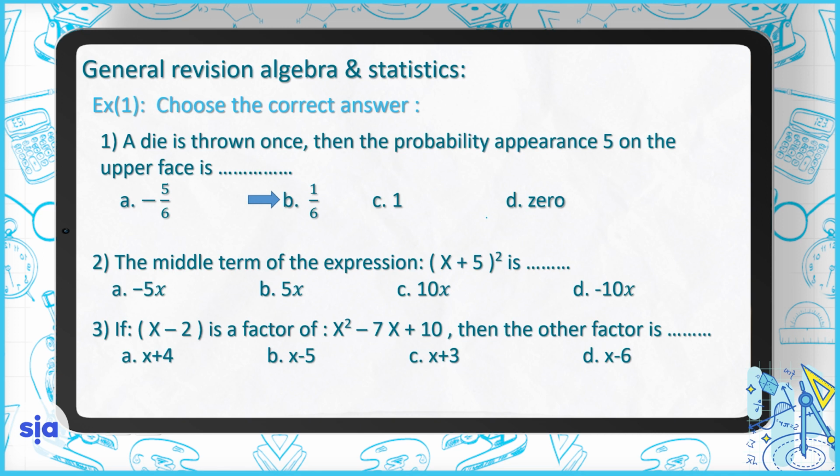We know that if we expand (x + 5)², it will be x² plus 2 times first times second, which is 10x, plus 25. So the middle term is 10x. Question 3. If x minus 2 is a factor of x² minus 7x plus 10, what is the other factor? In order to factorize x² minus 7x plus 10, it will be (x − 5)(x − 2). So the other one is x minus 5.